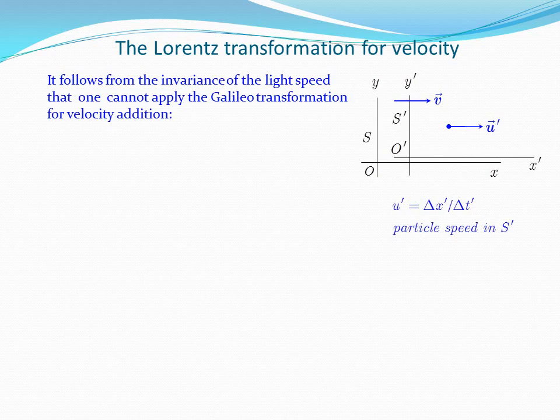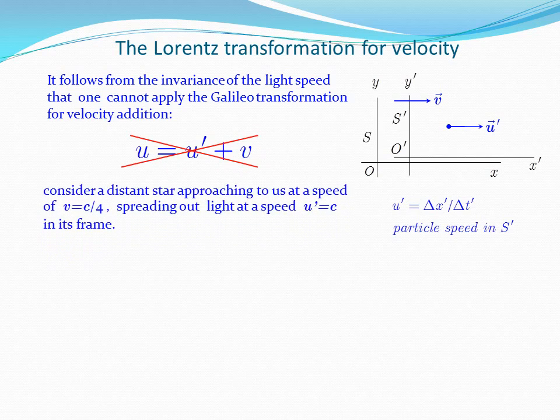Of course, we know from the invariance of the light speed that one cannot apply the Galileo transformations for velocity addition, namely u equals u' plus v. For instance, consider a distant star which is approaching us at a speed v equals c over 4, and while it is approaching, it is spreading out light at a speed u' that is of course equal to c in its frame of reference. So the frame of reference in which the star is standing still is what here we have called S'.